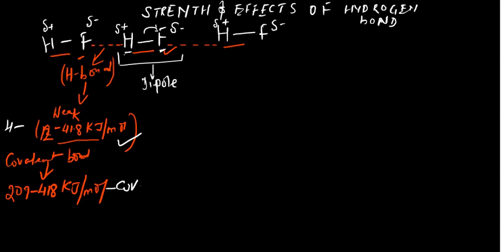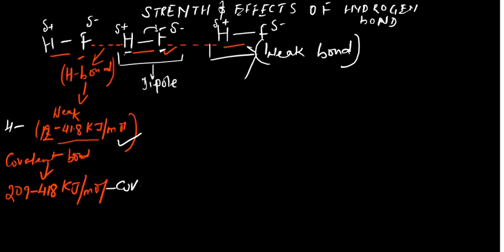So regarding the strength of hydrogen bond, this is a hydrogen bond represented by dotted lines. This is a weak bond, but due to the presence of this weak bond, there are many abnormal properties of substances that can be explained. We'll see that in a moment. So this explains to us the bond energy, or the strength of hydrogen bond.